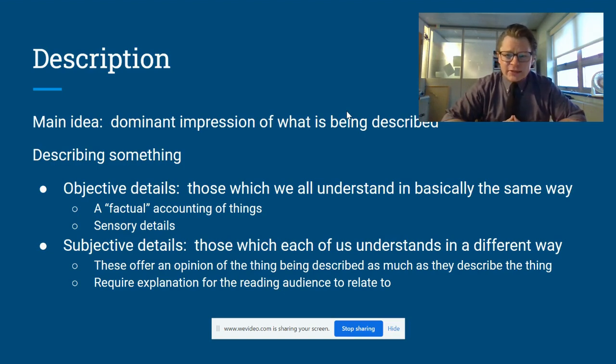These are details which each of us understands in a different way. These are the big ideas: love, right, wrong, purity, evil, right? Those big ideas that maybe we have some amount of agreement upon, but there's also a whole lot of difference based on who you are and the sum total of your experiences.